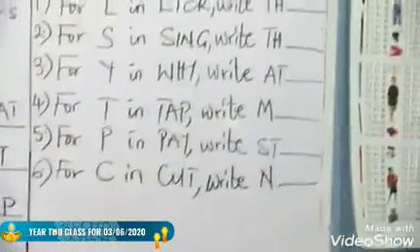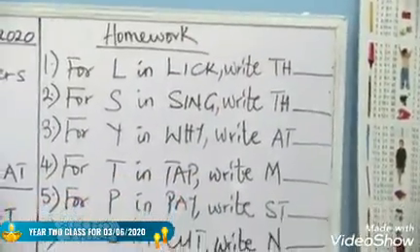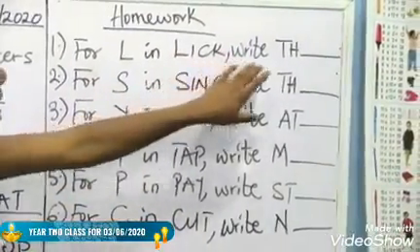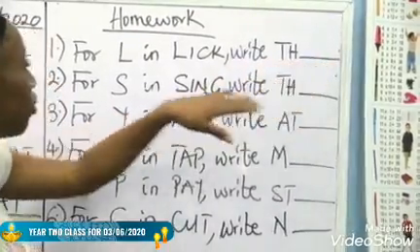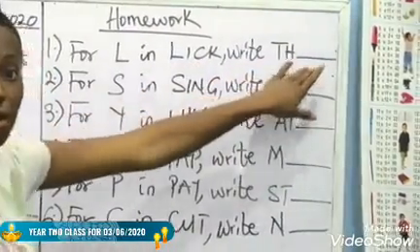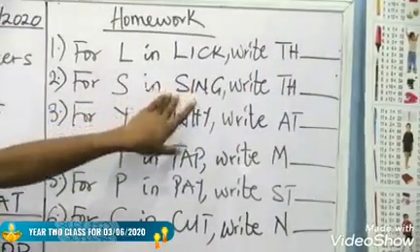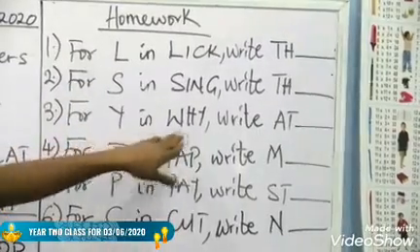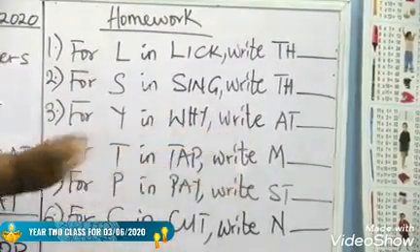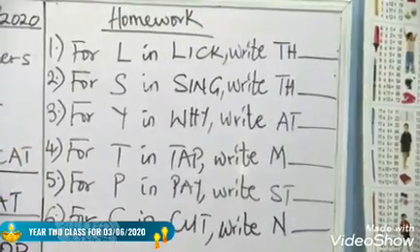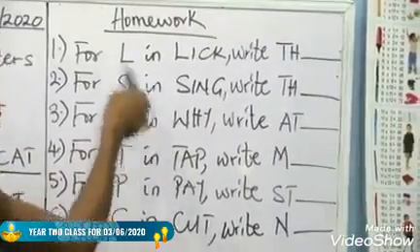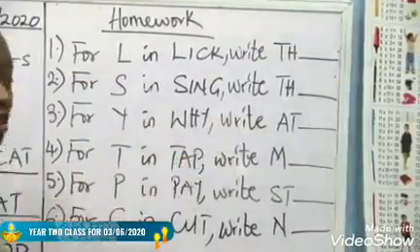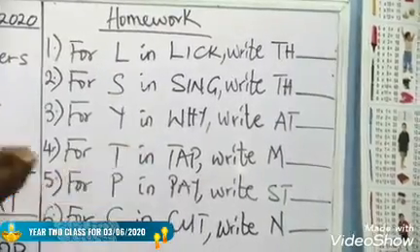Now, use this format to do our assignment, and the assignment is very, very simple. You have for L in leak, write TH. Now you remove your L and write the remaining thing here. For S in sing, you write your own here, remove the S. For Y in Y, write. This must not necessarily be in front. Just look for the letter that was removed, that they put aside, and replace it with the remaining letters that are there.